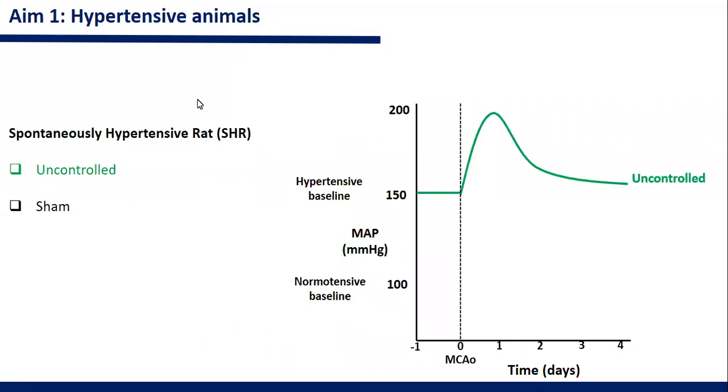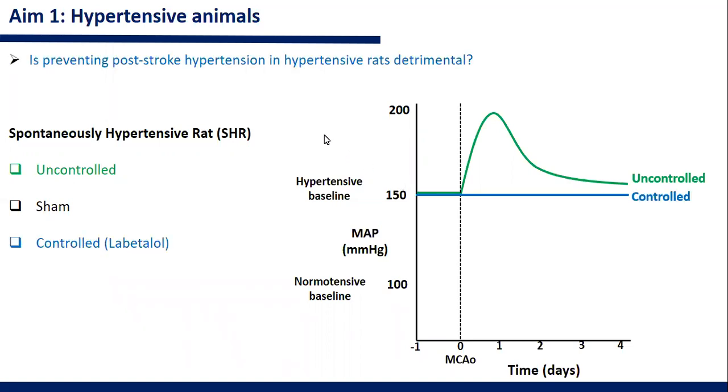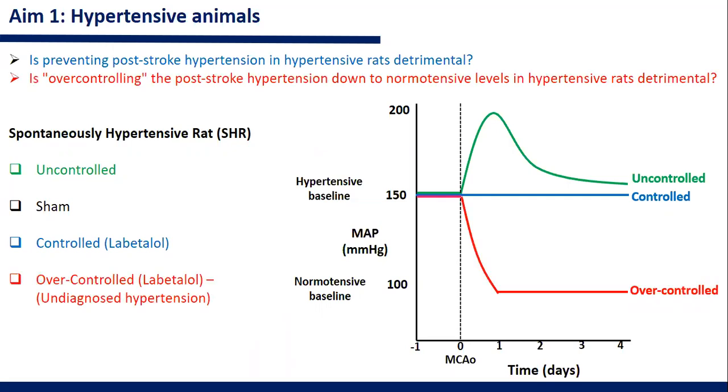Now, to set up the possible clinical scenarios and hidden issues, as I mentioned in the introduction, hypertensive rats were used for this study. These groups of animals were hypertensive. As you can see, the baseline pressure is above 140 millimeters of mercury. The question we raised is: is preventing post-stroke hypertension, bringing it to the pre-stroke baseline level in the hypertensive rats, detrimental? And the second main question is: does over-controlling the post-stroke hypertension down to normotensive level in the hypertensive rats produce a negative outcome?